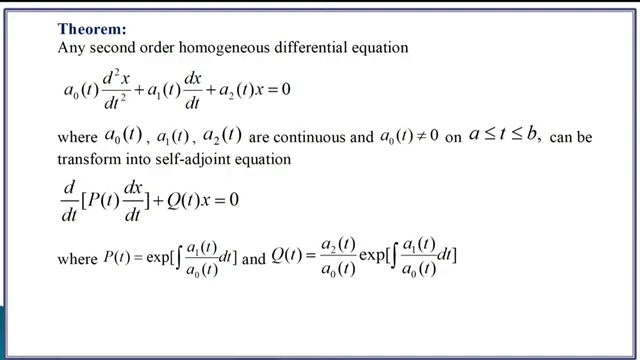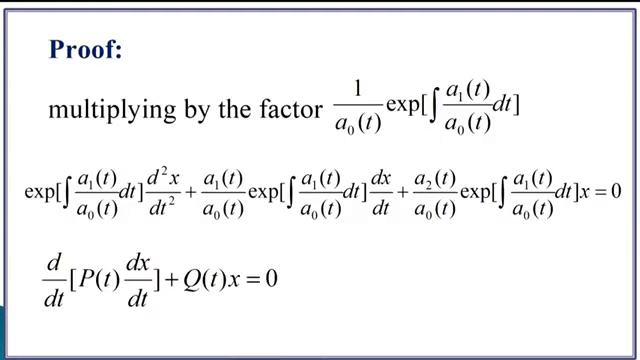You can see, if we just multiply both sides by 1 by a0 times exponential to the power integral of a1 by a0 dt, we can transform the original equation into the form of a self-adjoint equation. So let's see the proof. Just multiplying by this factor, 1 by a0 exponential to the power this, on both sides of the original equation, it becomes the second equation, and then after simplifying you will get the third equation.